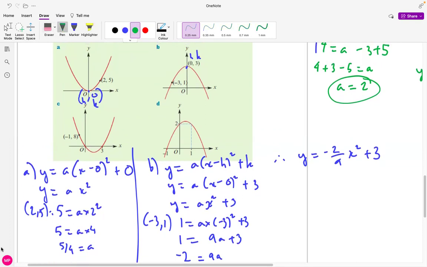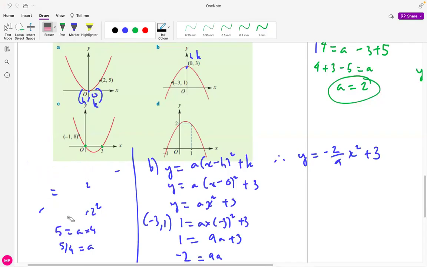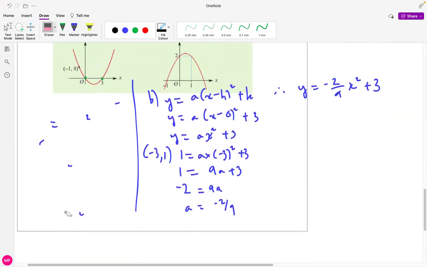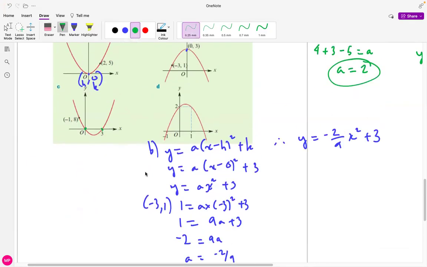For question C, I don't know the turning point, but I know the x-intercepts. So you can use the x-intercept form for question C, which is y equals a times x minus m times x minus n, where m is 0 and n is 3. So you can write x minus 0, x minus 3 like that. Then they give you a point, you can just sub it in again.